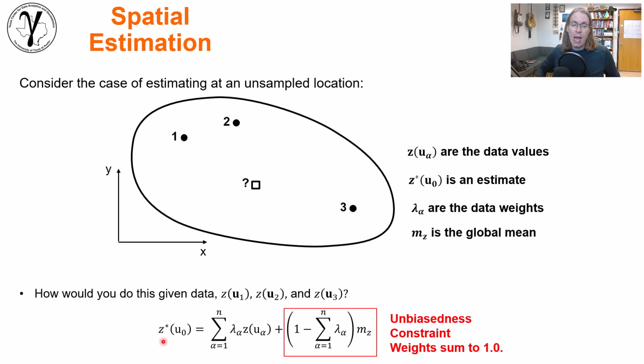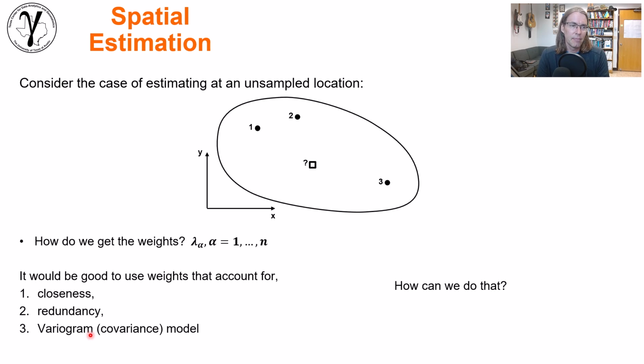If we do that, you could imagine if we use very low weights for all of the data, we'll estimate the global mean. That's unbiased. And if we have large weights and the sum of the weights is equal to 1, then we won't even use the mean at all. So 1 minus the sum of the weights is basically like a weight on the global mean. Okay, so this is our fundamental prediction, a linear weighting to make an estimate. Now, how are you going to assign those weights?